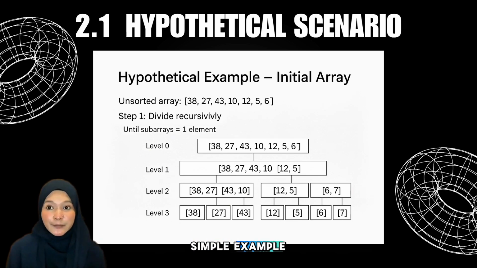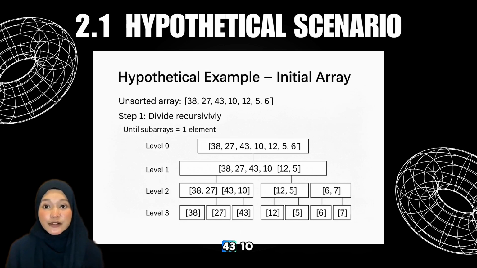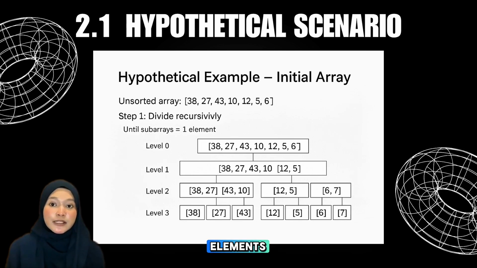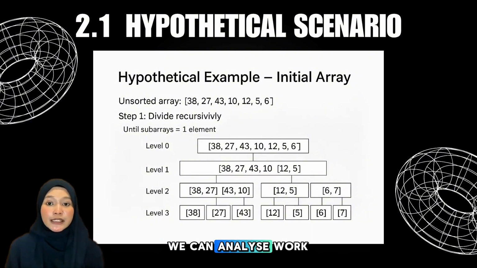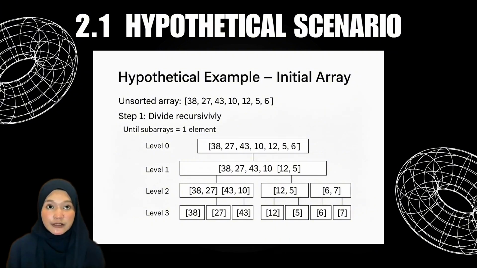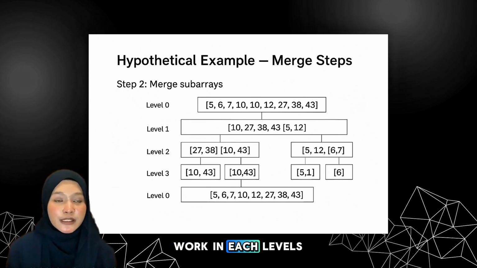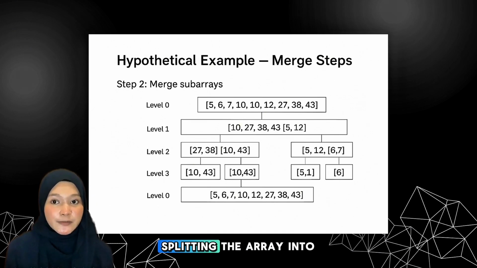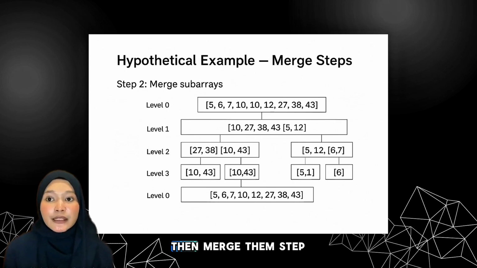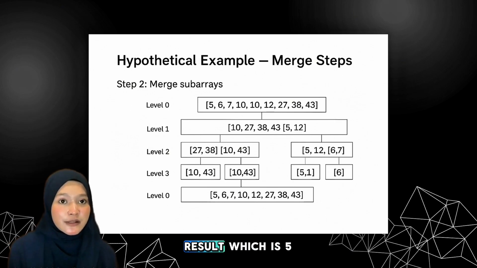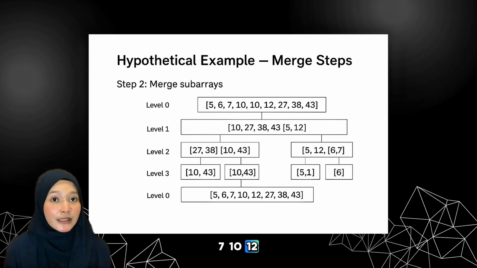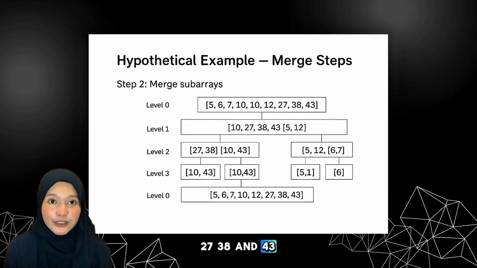Let's look at a simple example, where the array given is 38, 27, 53, 10, 12, 5, 6, and 7. Merge sort splits it into single elements, then merges them in order. This process has multiple levels. We can analyze work and span at each level. This slide shows how the merge sort works at each level. It starts by splitting the array into small parts, then merges them step by step into bigger sorted arrays. At the top, we get the final sorted result, which is 5, 6, 7, 10, 12, 27, 38, and 43.